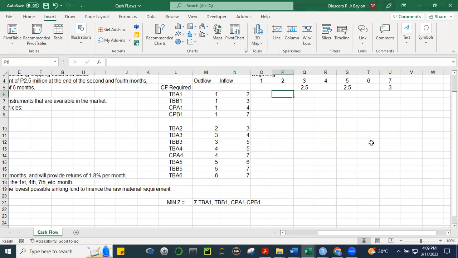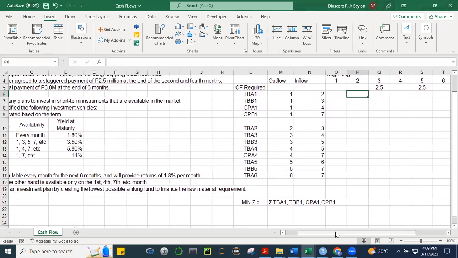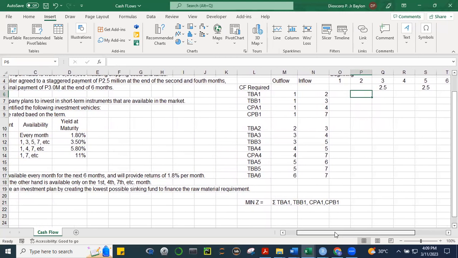TBA1, sir. What about TBA1? The one that will mature, that we invested in month 1, will be available for investment again for month 2. Okay, so that will be equal to how much? How much will that be?